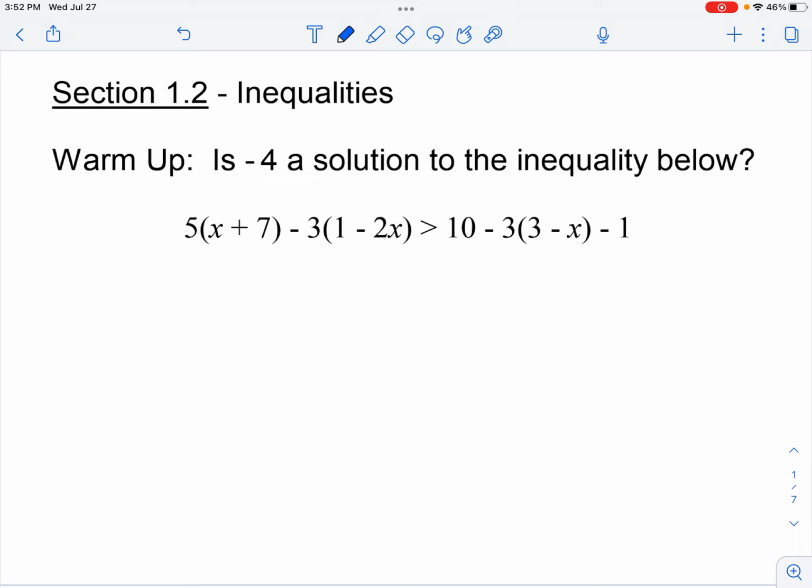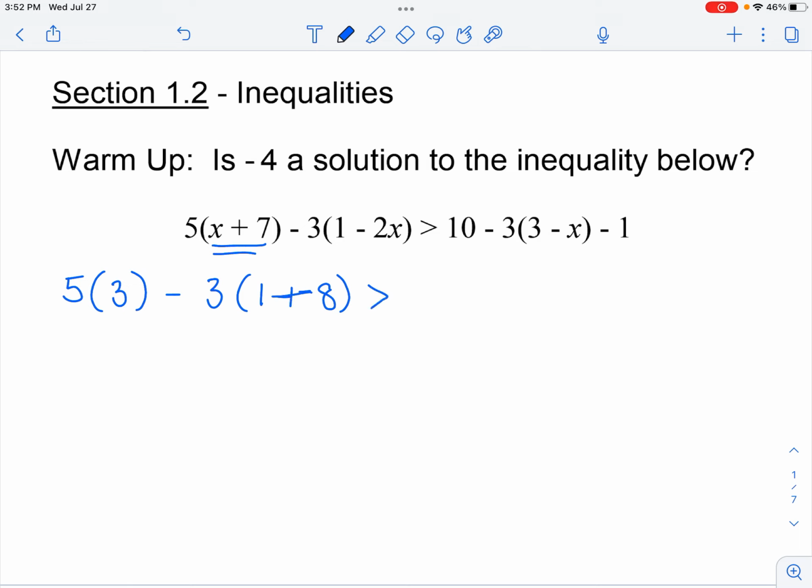Well, if we want to know something works, all we're going to do is plug it in. So here we go. I'm going to do 5 times, now, -4 plus 7. Right here, I'm doing -4 plus 7. That comes out to 3. Minus 3 times 1 minus 2 times the number. So 1 minus 2 times -4 is -8. So I have 1 minus -8. That's going to be a double negative, turns into a positive.